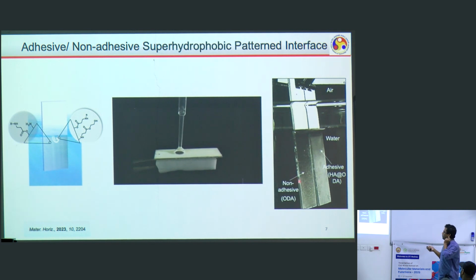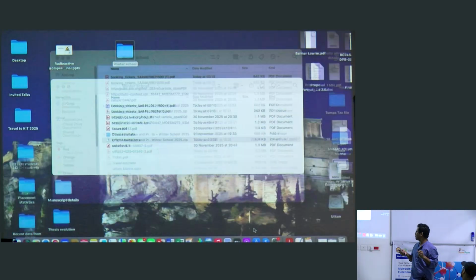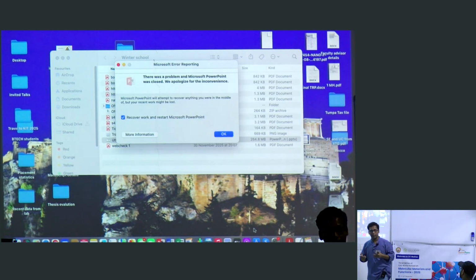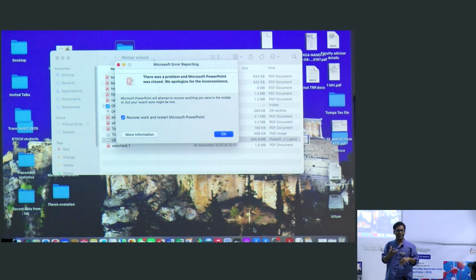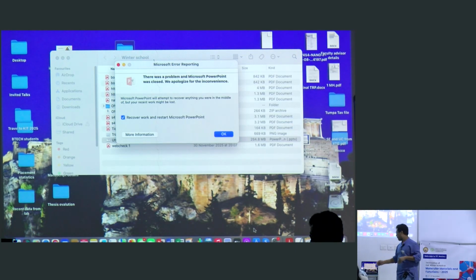Underwater, a non-adhesive interface looks very shiny. You know why? Because of internal reflection. In this porous coating you have trapped air, and when you submerge underwater, the light that falls is basically trapped, and then internal reflection takes place. The more trapped air you have, the more this phenomenon, and you have a shinier interface.